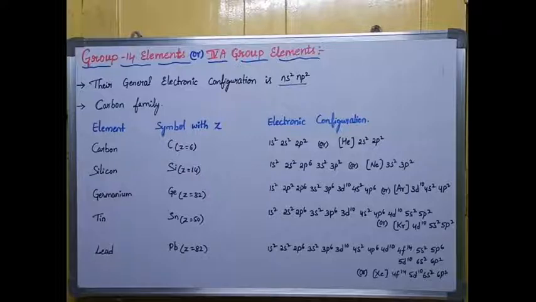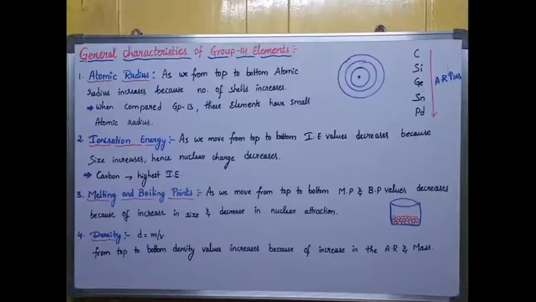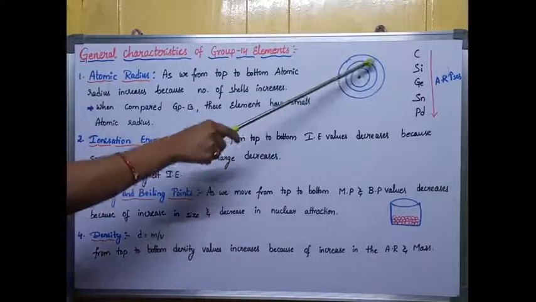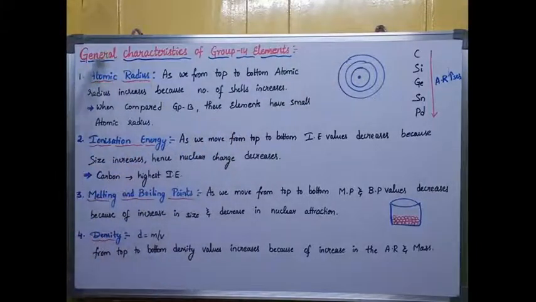Let us see the general properties. Coming to the next concept, that is the general characteristics of group 14 elements. Here we will discuss some properties like atomic radius, ionization energy, density, boiling and melting points, and oxidation states. Let us see the atomic radius. We already know what atomic radius is: the distance from the center of the nucleus to the valence shell is called atomic radius.